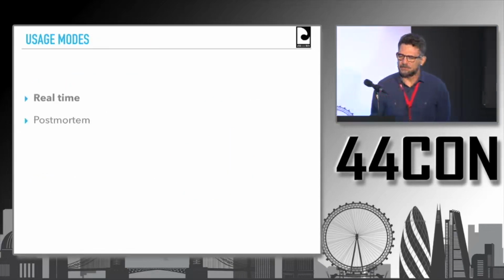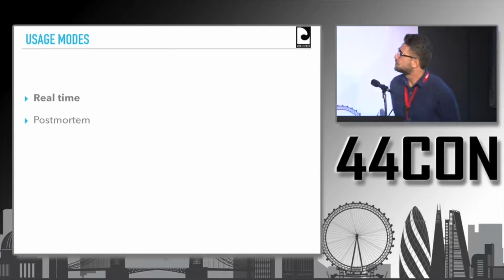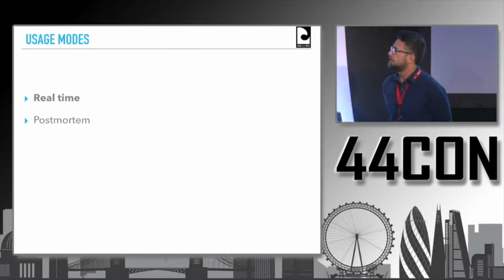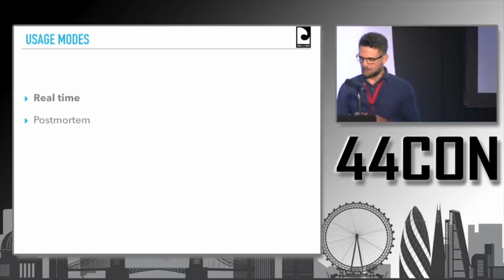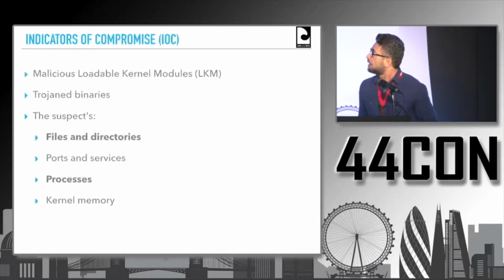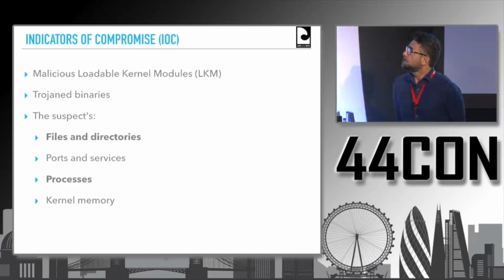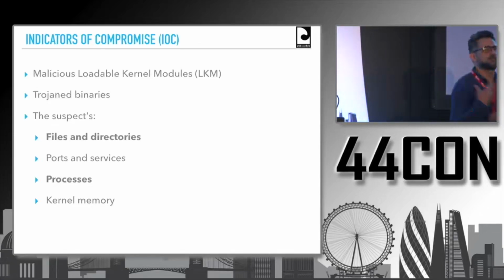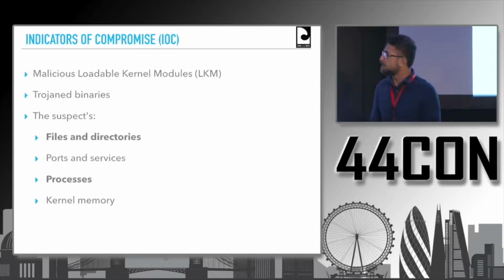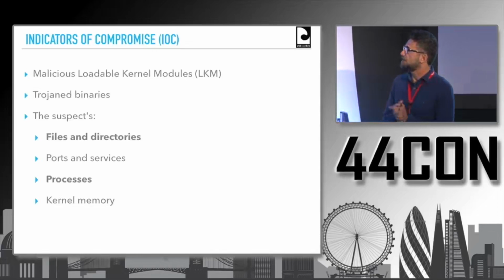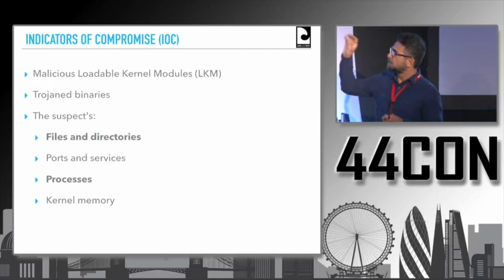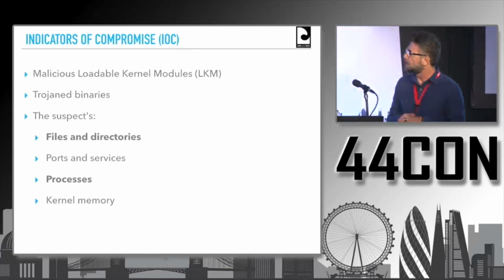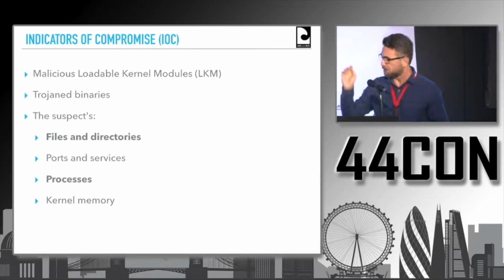Okay, and about usage modes. Real time is the most used method to use Chkrootkit. Just run Chkrootkit with some options. In this case, the IOCs are a malicious loadable kernel module, trojaned binaries, meaning binaries changed to do some things, and files and directories, ports and services, processes, and kernel memory. Chkrootkit checks these things. I will show more details about files and directories and the processes.